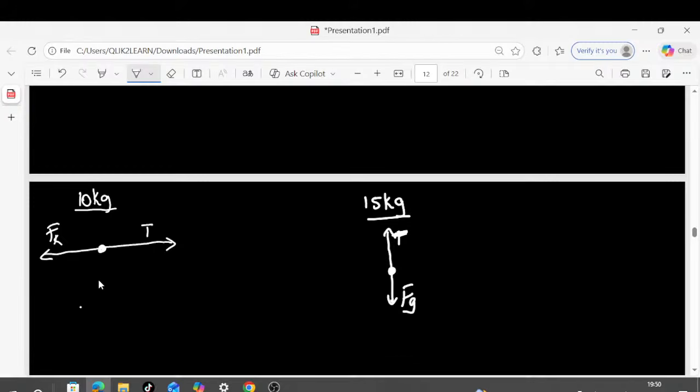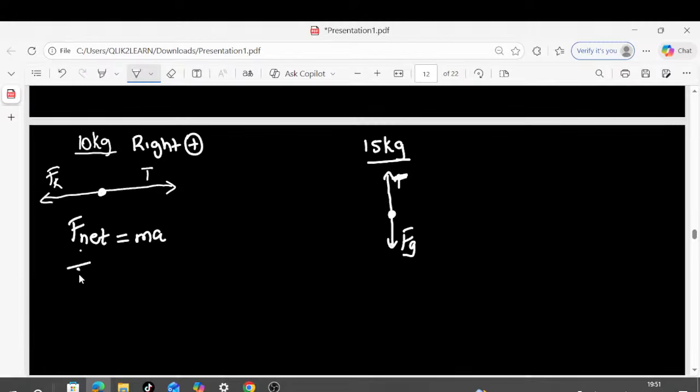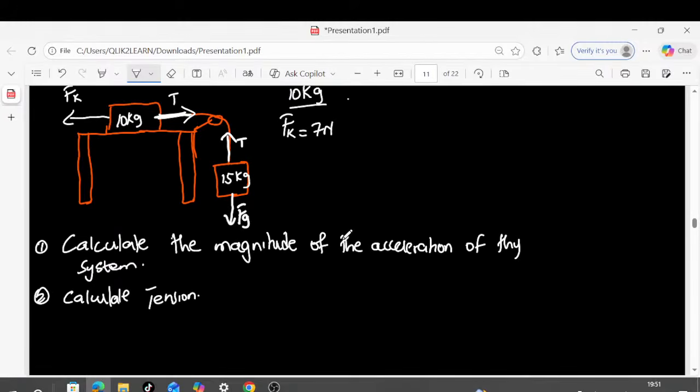So now, let's start with this. For this one, let's take right as positive. If we take right as positive, we use the formula F net is equal to MA. For the 10 kg block, we set right as positive, we'll take the tensional force, minus all the forces that are going to the left, and equate this to MA. So what is my tensional force? It's T minus FK. What is the frictional force for the 10 kg block? Remember, it was given as 7 newtons.